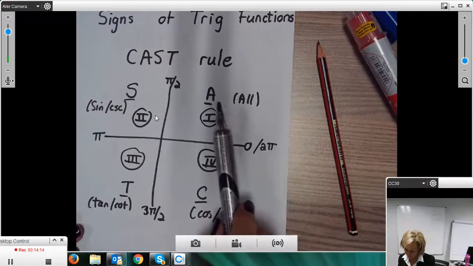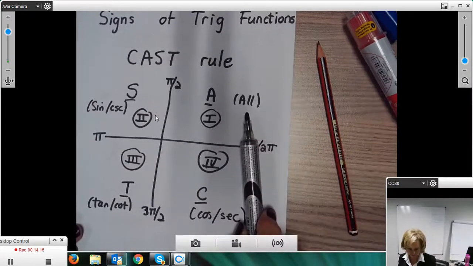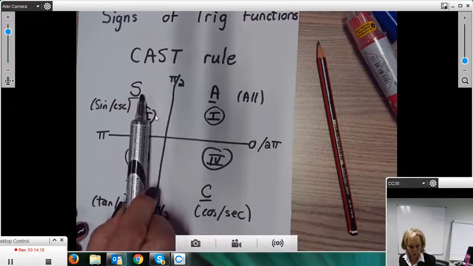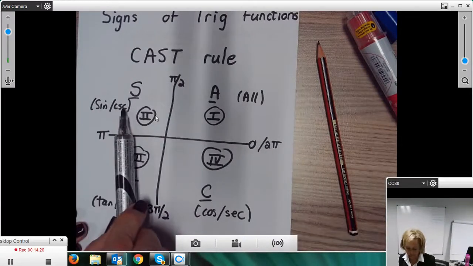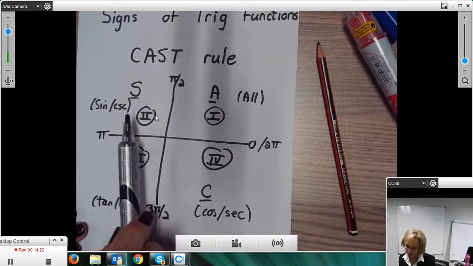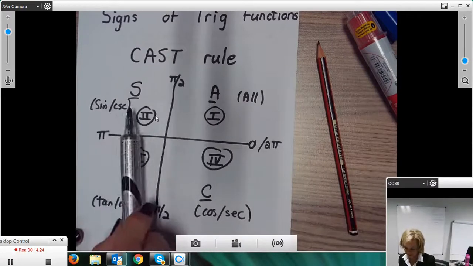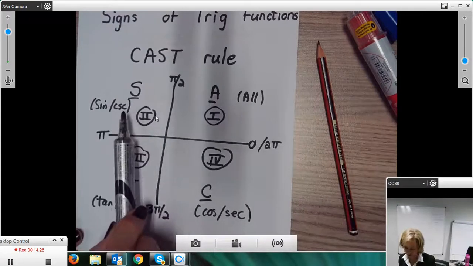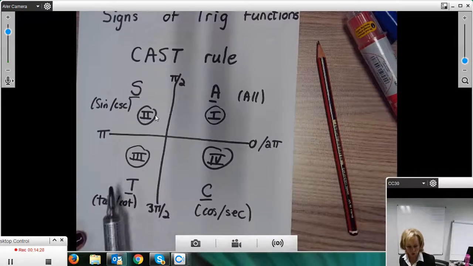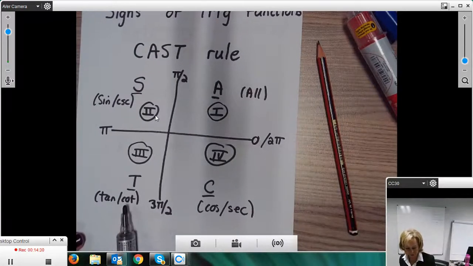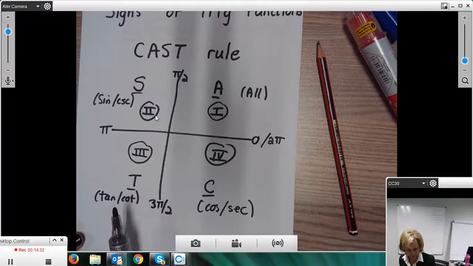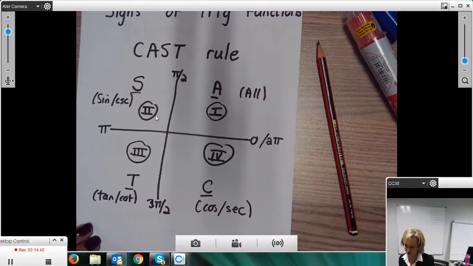So in the first quadrant, all the trig functions are positive. In the second quadrant, only sine and cosec are positive. In other words, the other 4 trig ratios are negative. In the third quadrant, tan and cot are positive. All the other trig ratios are negative, and in the fourth quadrant, cos and sec are positive, and the other ratios are negative.